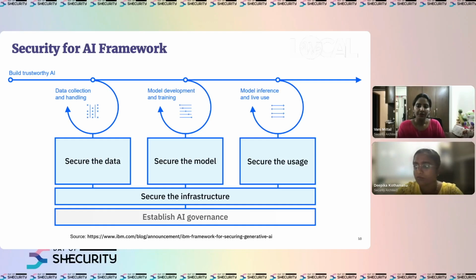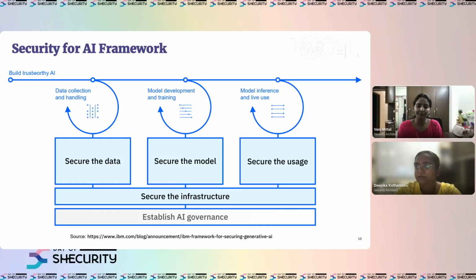So this infrastructure typically runs in the cloud, and the usual cloud security principles apply here. We're not covering that part today because our focus is on the AI components. And lastly, there are AI guardrails, right? AI governance, which ensures and enforces responsible AI. Deepika will be covering AI governance in her portion of the talk.